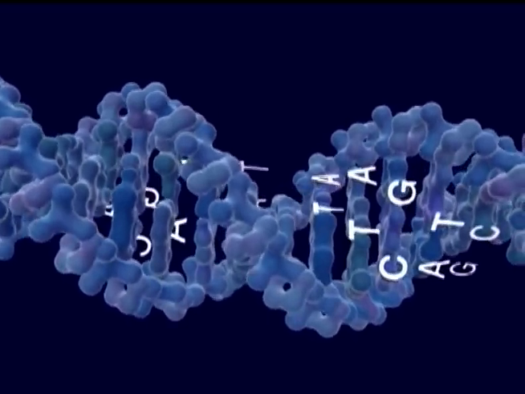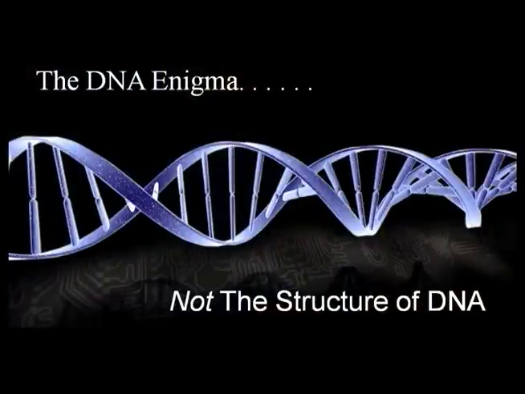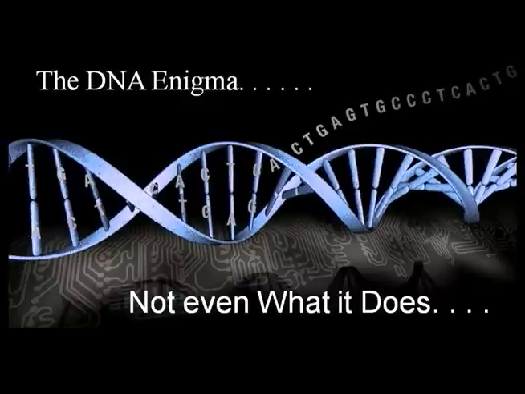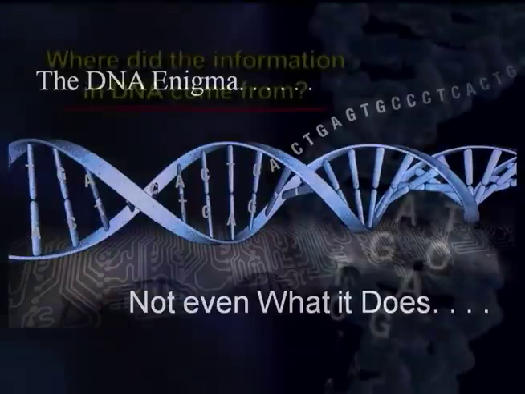Well, that's the $64,000 question, as they used to say. I call it the DNA enigma, and the DNA enigma is not what is the structure of DNA. Watson and Crick solved that mystery. It's not even what does the information do. We've just seen it in the animation. The question is, where did the information come from?